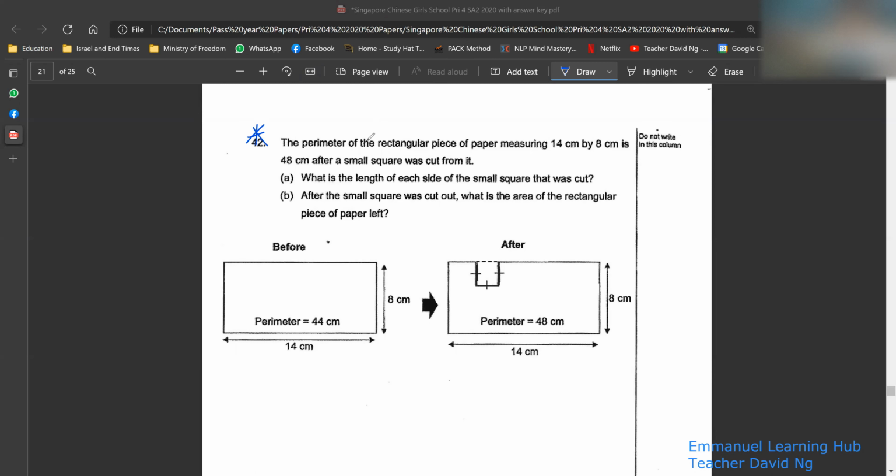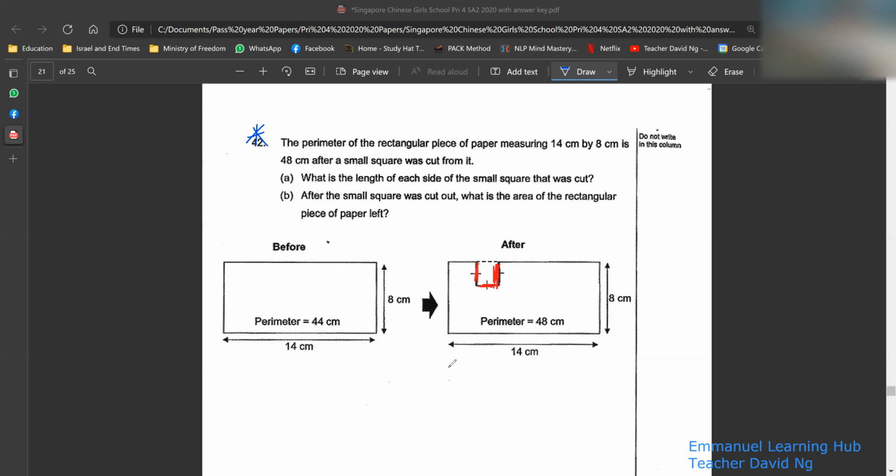Okay, the perimeter of the rectangular piece of paper measuring 14 cm by 8 cm is 48 cm after a small square was cut from it. So this is the small square. Makes sense? Yes. What is the length of each side of the small square that was cut?